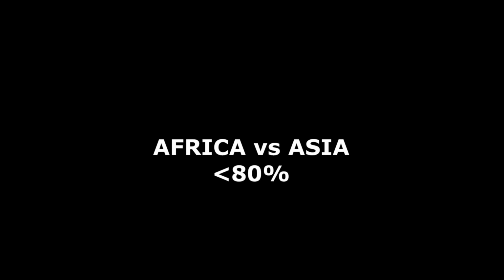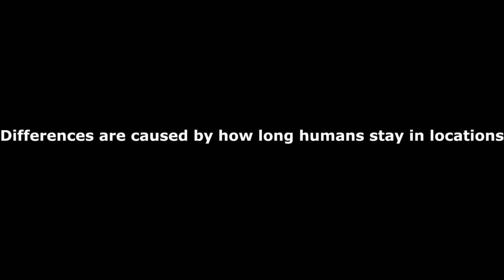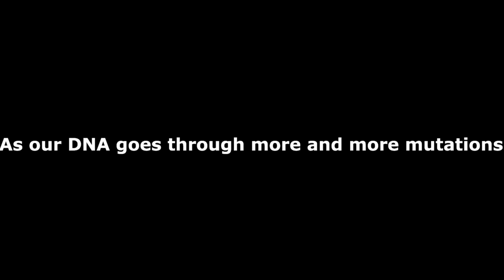An individual from Asia compared to an individual from Africa have the least similarities, being less than 80% similar to one another. However, an individual from Africa and Europe are the same percentage, with 2 individuals from Europe being at 98.90%. These differences are mainly due to how much time we spend in these locations, the longer leading to less similarities as our mitochondrial DNA mutates.